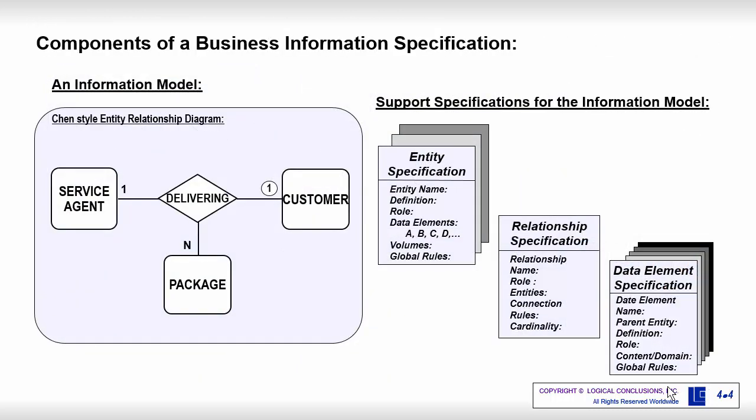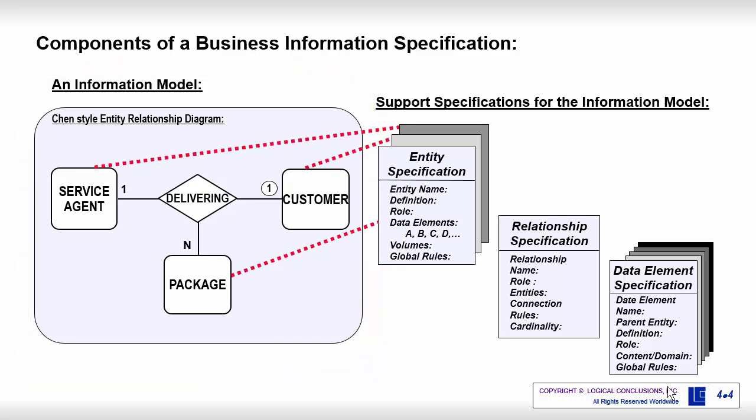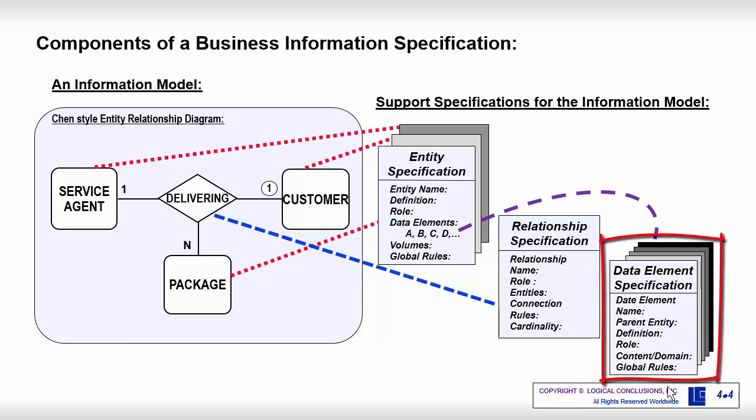The deliverable from information analysis is a Business Information Specification, the components of which are an information model, such as a partial entity relationship diagram shown from our previous example, and a set of supporting specifications for entities depicted on the information model, relationships depicted on the information model, and data elements describing the content of each entity. Again, for the benefit of those folks who've taken my business process analysis tutorials, the data elements will be the same as the ones in the data flows in and out of stores on the business process model.